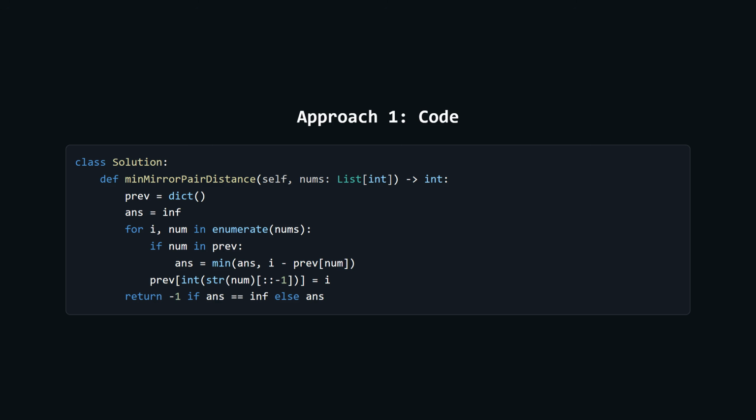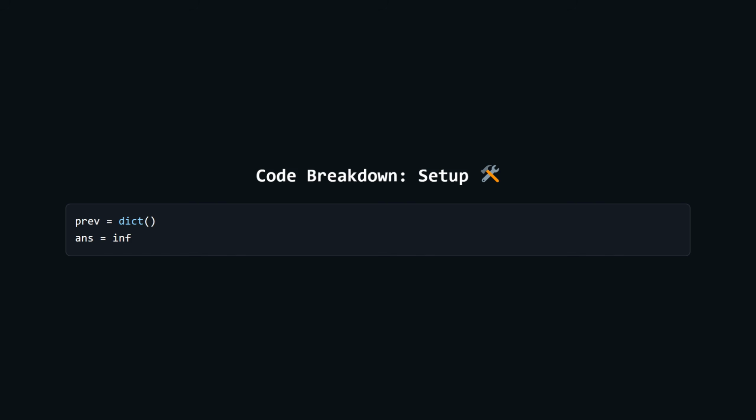Here is the full Python code for this approach. Don't panic if it looks a bit dense, we are going to break it down piece by piece right now. First, we set up an empty dictionary called previous to hold our wanted numbers, and we set our answer variable to infinity, so any real distance we find will definitely be smaller than it.